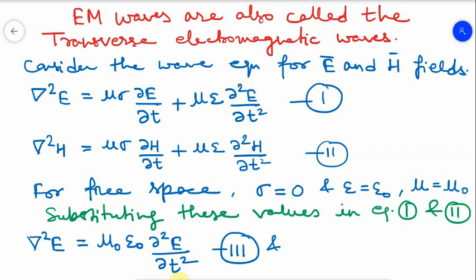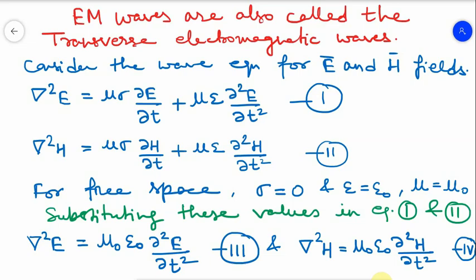And what about equation 2? Here also sigma is there, so the first term will be 0, because sigma is 0 for free space. So for the second term we write del 2H equals mu 0 epsilon 0 del 2H upon del t square. Is it not? So this is your equation 4. Okay, in this way we have obtained these two equations.